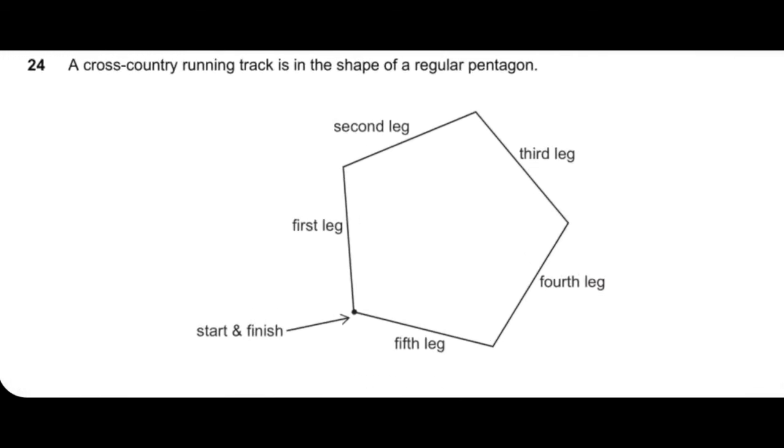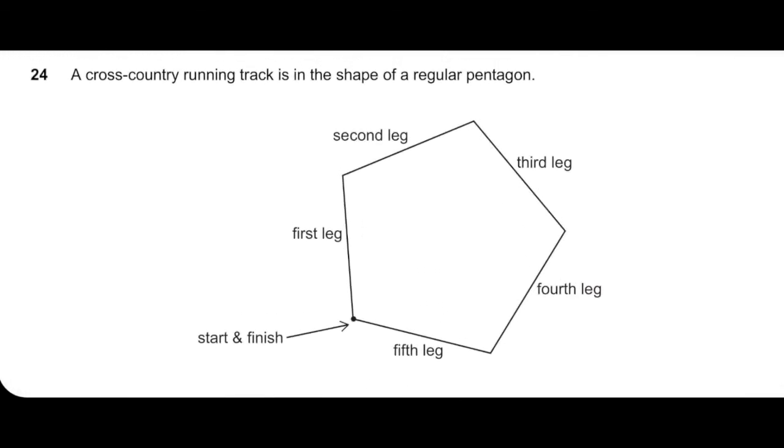Question number 24. A cross-country run track is in the shape of a regular pentagon. There's a diagram of it. Competitors run in a clockwise motion around the track. When on the third leg of the course, they run at a bearing of 110. What bearing do they run on the first leg? So this is a very mathematical question which involves a lot of annotation. You won't be able to eliminate anything in this question.